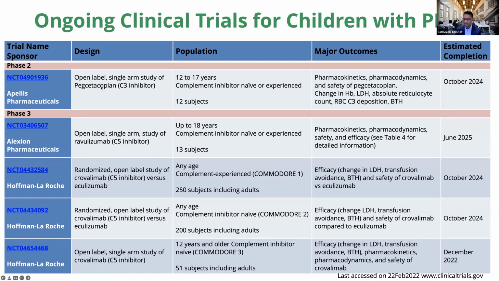I just briefly discussed the pegcetacoplan, which is a C3 inhibitor, which is ongoing for children 12 to 18 years of age. The one which is FDA approved, the study is not fully complete yet, but it'll be closed very soon. The other three clinical trials I've listed here are of the same drug called crovalimab, which is a C5 inhibitor. And on the website, it does list including children 12 years and older. And they're comparing this drug against eculizumab, which we discussed earlier, or just by itself for those who have never been on any complement inhibitor.